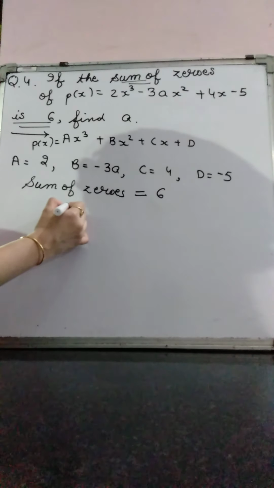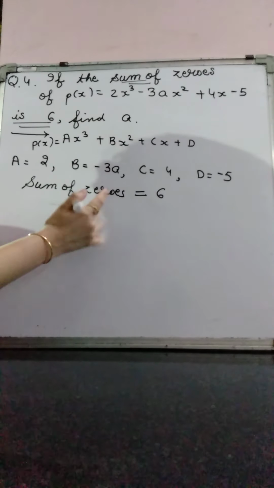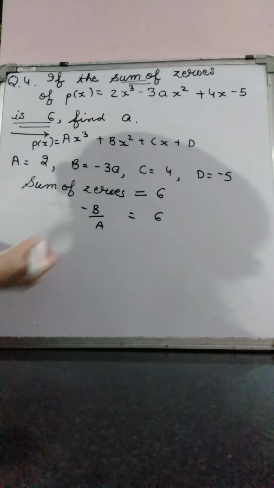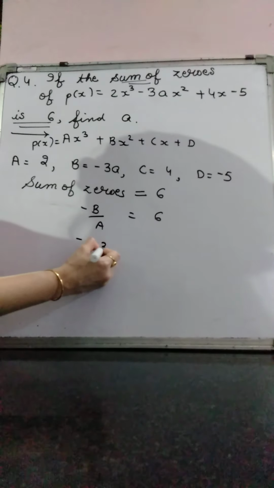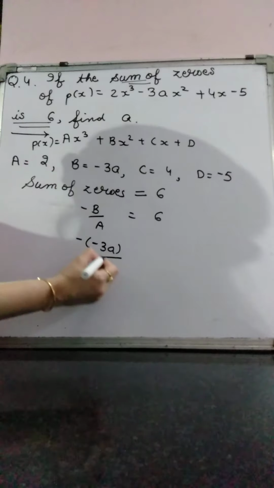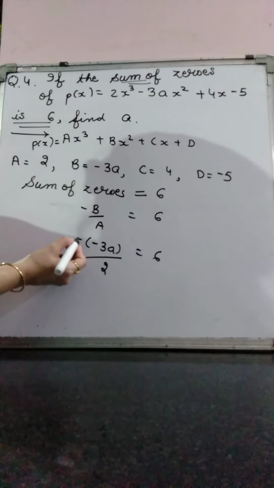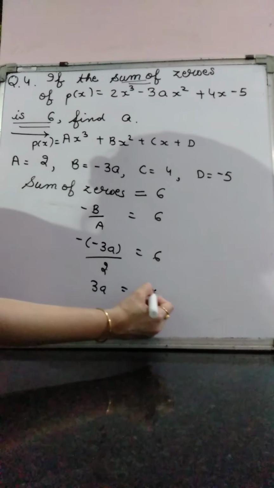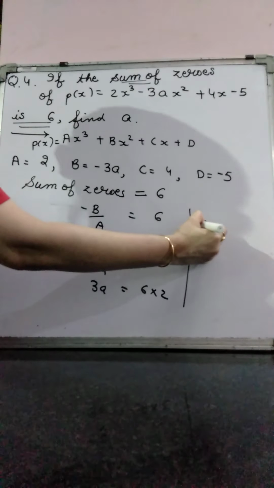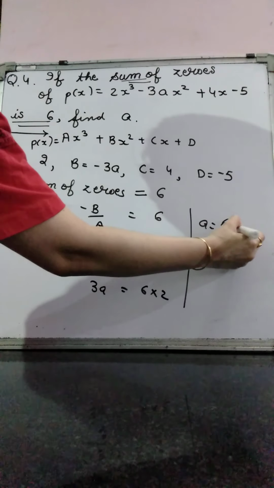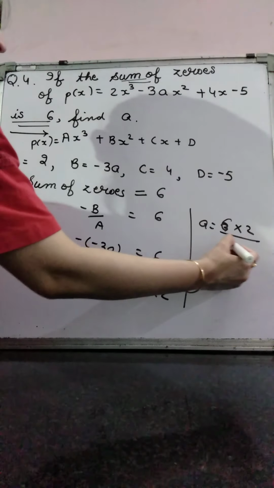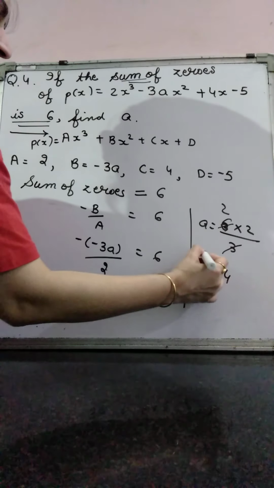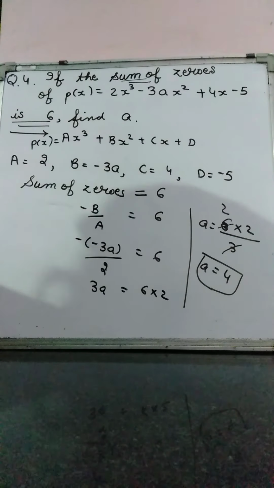Sum of zeros is given by minus b by a. Now substitute the value of b, that is minus 3a, and the value of a, that is 2. Minus and minus converted to plus. Cross multiply, 6 into 2. Now the value of a is, bring 3 in the denominator, 3 twice 6, 2 into 2 is 4. So the value of a is 4. This is the required answer.